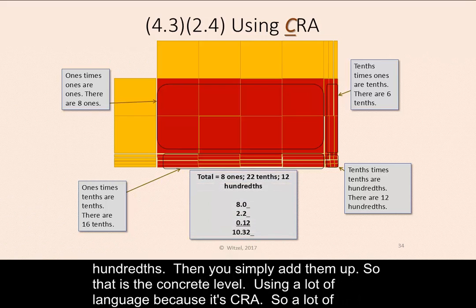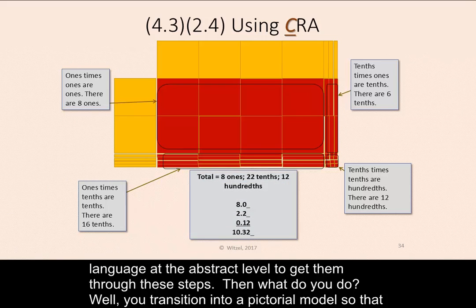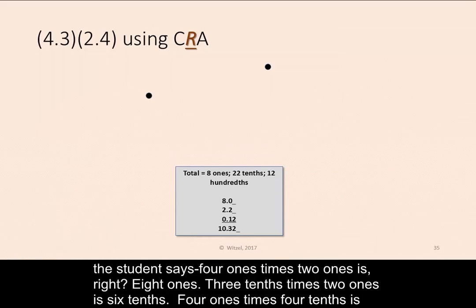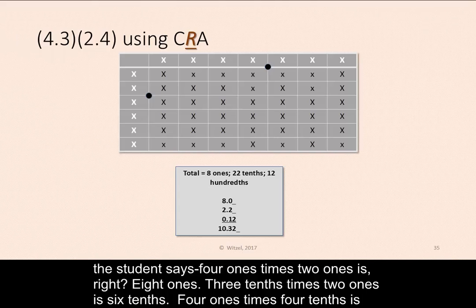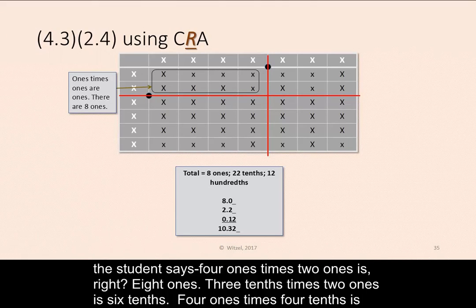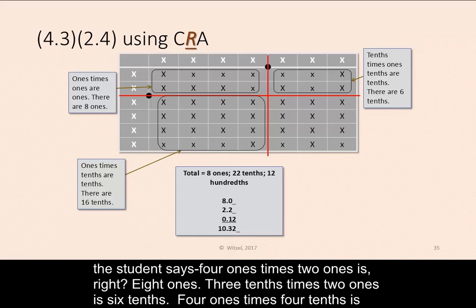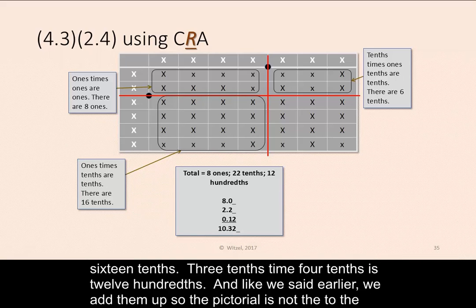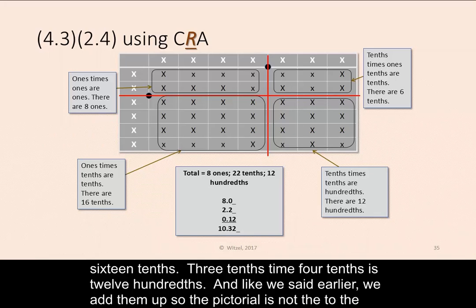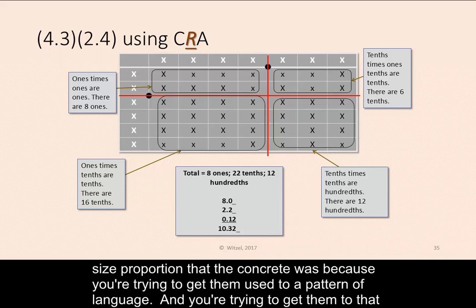I'm using a lot of language because it's CRA, so a lot of language at the abstract level to get them through these steps. Then what do you do? Well, you transition into a pictorial model so that the student says 4 ones times 2 ones is 8 ones. 3 tenths times 2 ones is 6 tenths. 4 ones times 4 tenths is 16 tenths. 3 tenths times 4 tenths is 12 hundredths. And like we said earlier, you add them up. So the pictorial is not to the size proportion that the concrete was, because you're trying to get them used to a pattern of language. And you're trying to get them to that abstract.